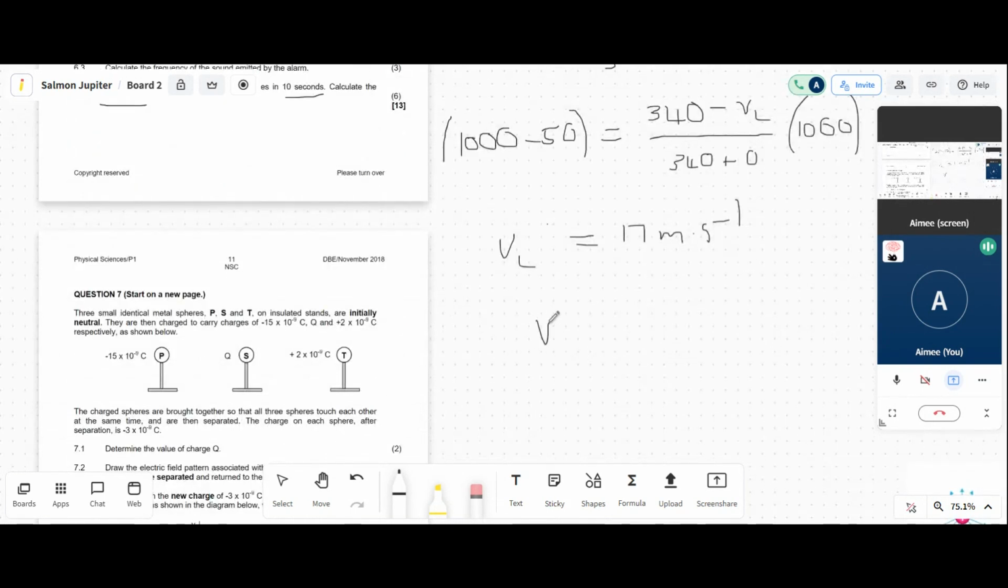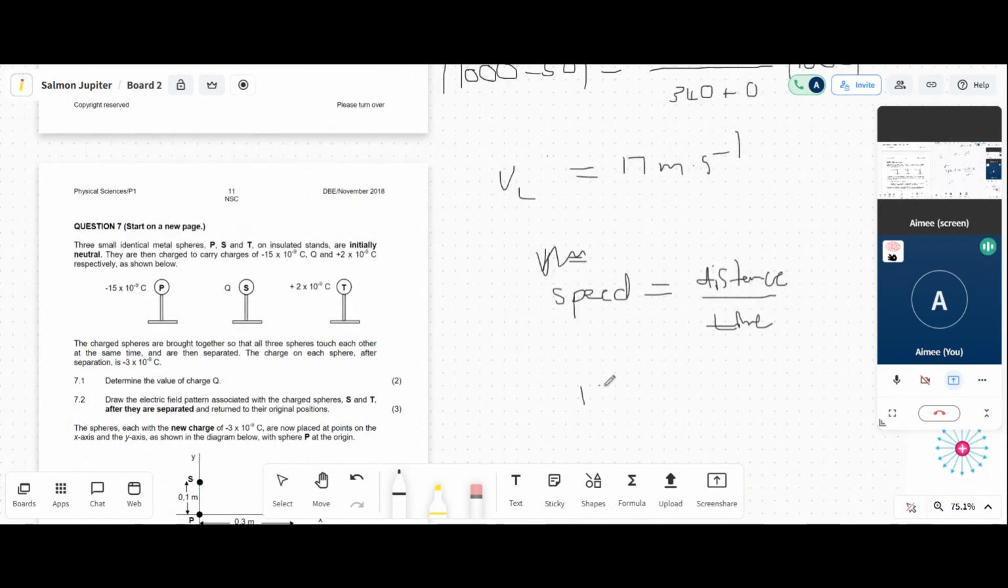So now we say V is equal to, or you can even do it with speed. Speed is equal to distance over time. Remember, speed and velocity are the same thing, except speed doesn't have direction. So as long as you're just substituting in the value, you'll be fine. Speed is equal to distance over time.